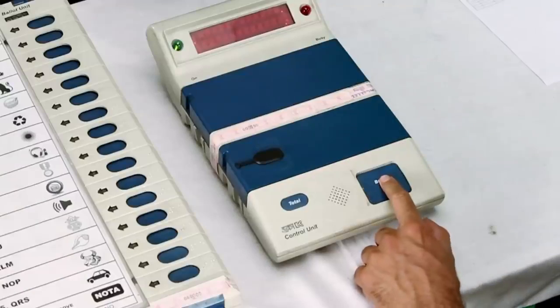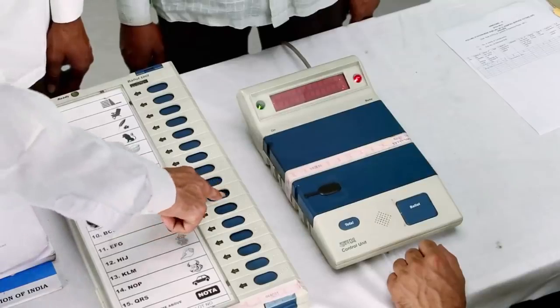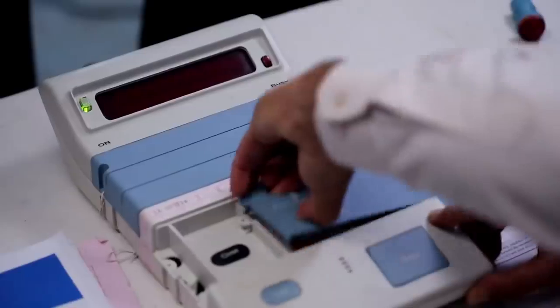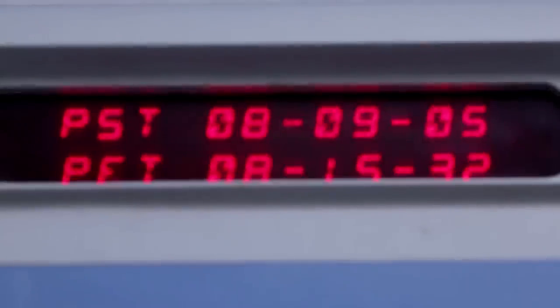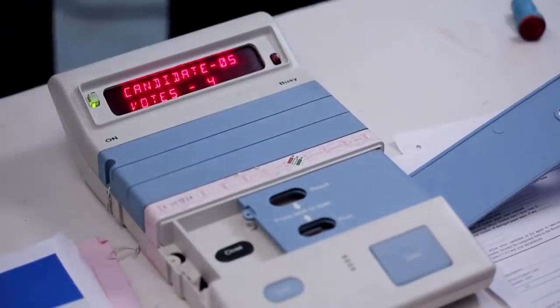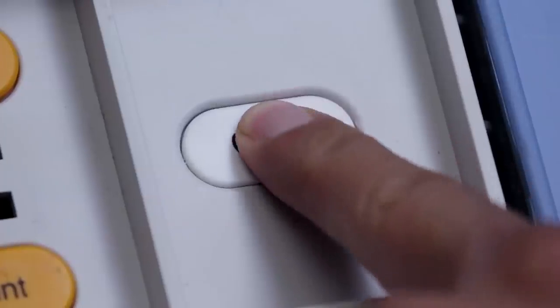After each candidate's button has been pressed nearly an equal number of times, press the close button. Then, press the ballot button to show that no votes can be polled after pressing the close button. Then, press the Result button and show the agents the candidate-wise result of the mock poll. Once they are satisfied, clear the mock poll data from the EVM.